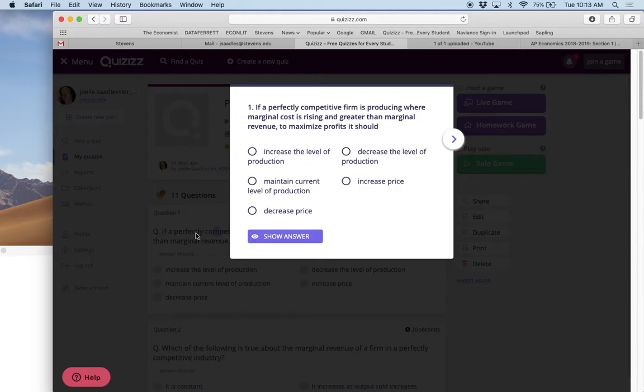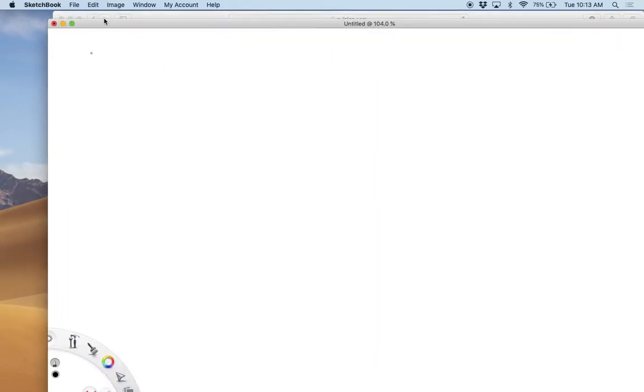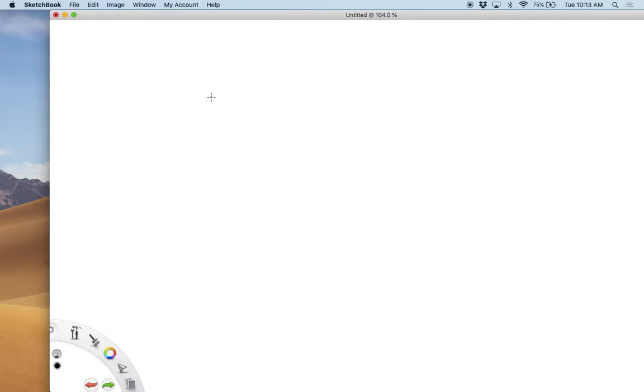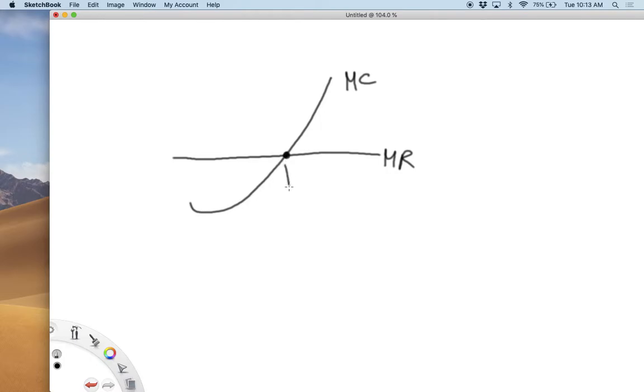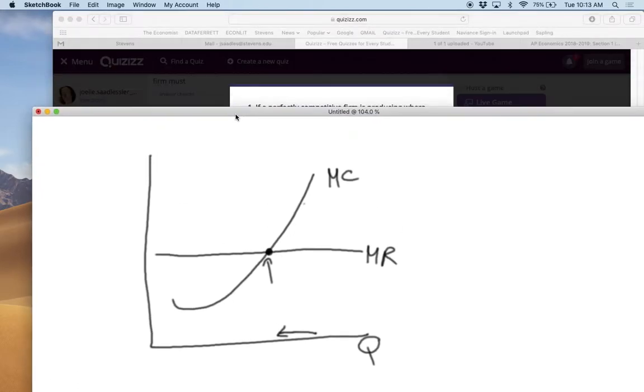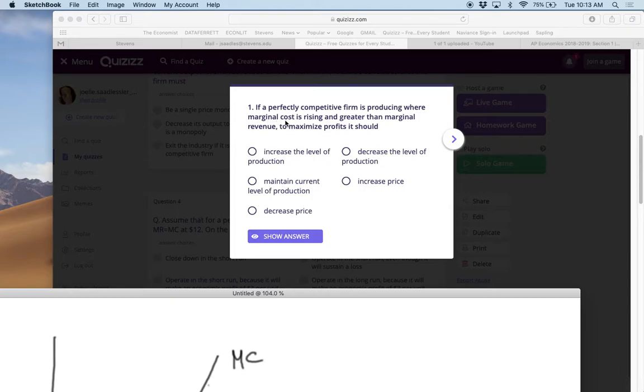you're producing too much, right? Remember, marginal revenue is constant in perfect competition, and marginal cost is rising. You want to be over here where they're equal. If you're producing a quantity where marginal cost is greater than marginal revenue, you want to reduce your quantity. Okay? So the answer here would be to maximize profit, it should decrease the level of production.